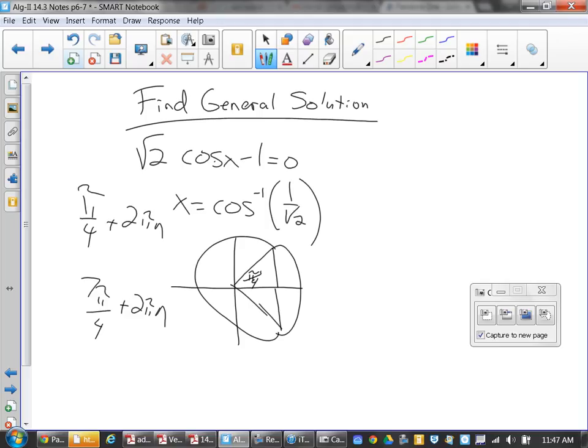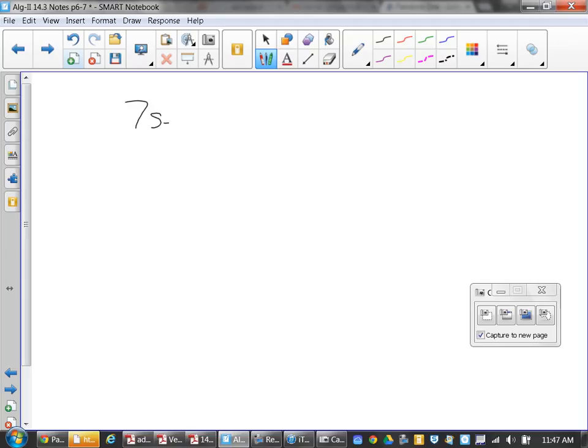For number 2, would it be pi over 2 plus 2 pi n? What number 2 are you looking at? 7, secant. So what angle has a secant value of 1? I said 90. Secant is the inverse of what? Cosine is x over r, so secant is r over x. Well, where is cosine 1?